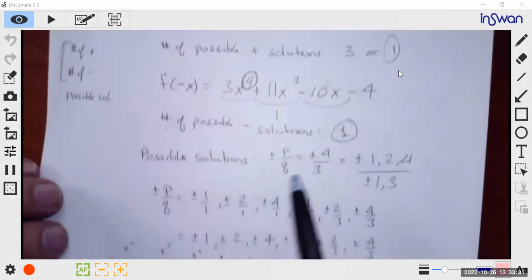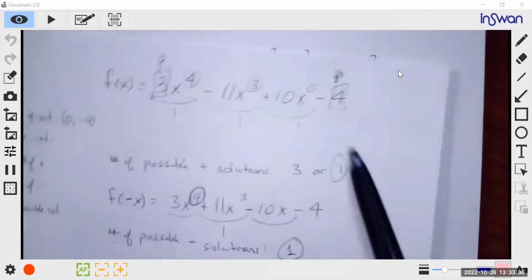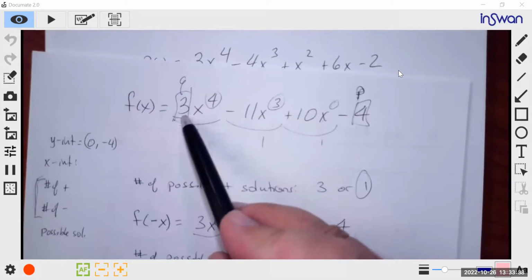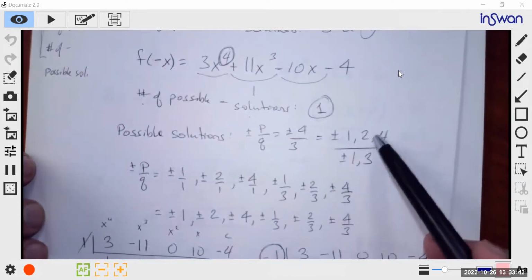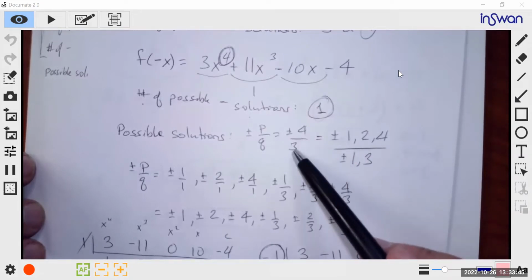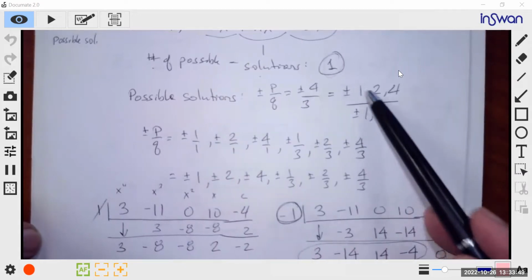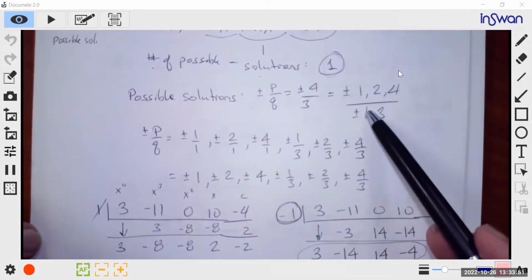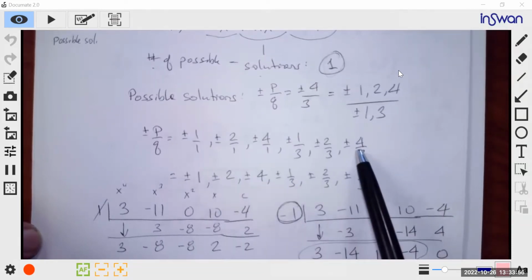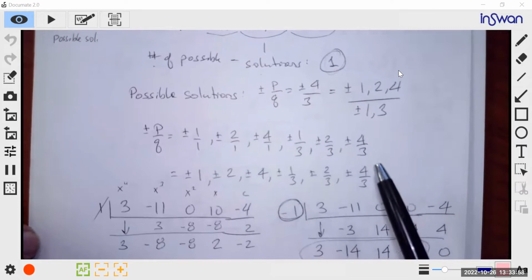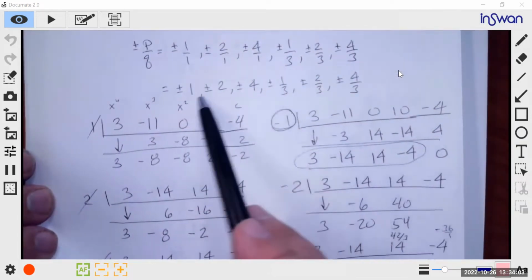For the possible rational solutions, we look at p over q, so it's the last digit, the 4, over the 3. So look at the factors. 1 times 4, 2 times 2 makes up 4. 1 times 3. So look at all the possible combinations of 1 over 1, 2 over 1, 4 over 1, 1 over 3, 2 over 3, 4 over 3, and positive or negative. So 1 over 1 is 1, 2 over 1 is 2, 4 over 1. So those are our possibilities.